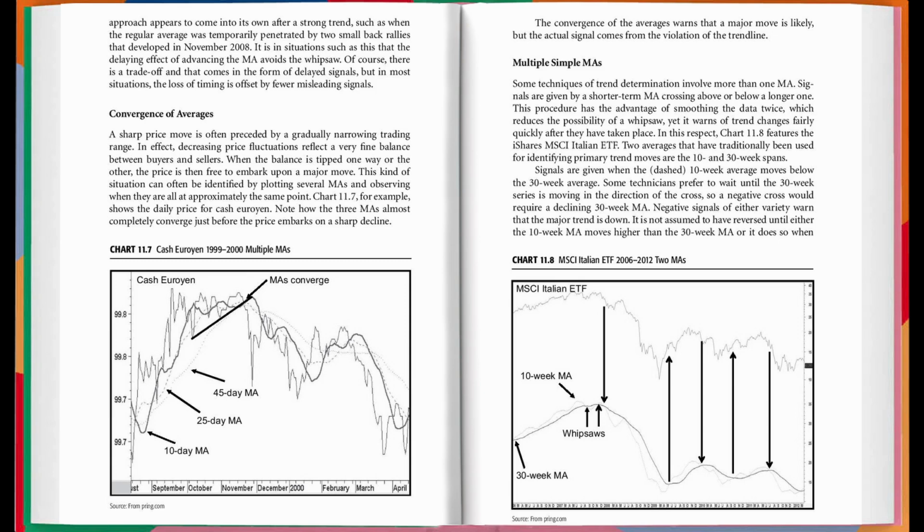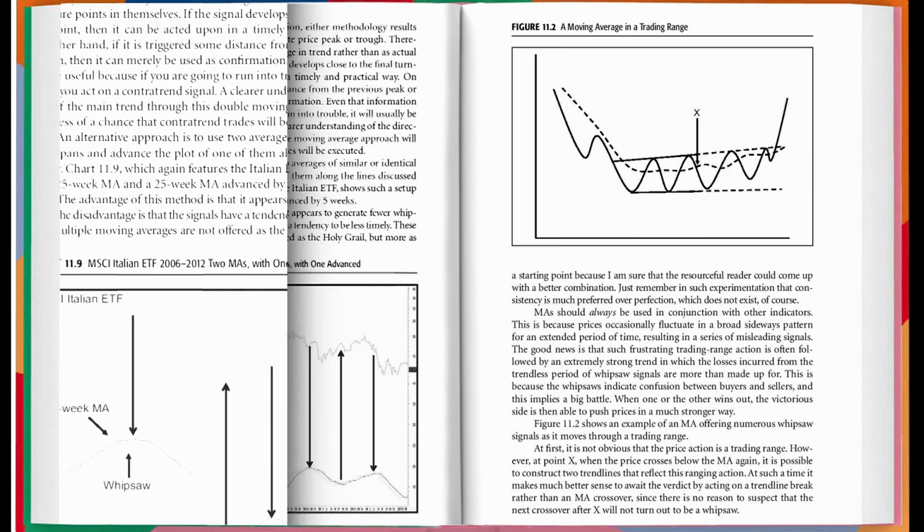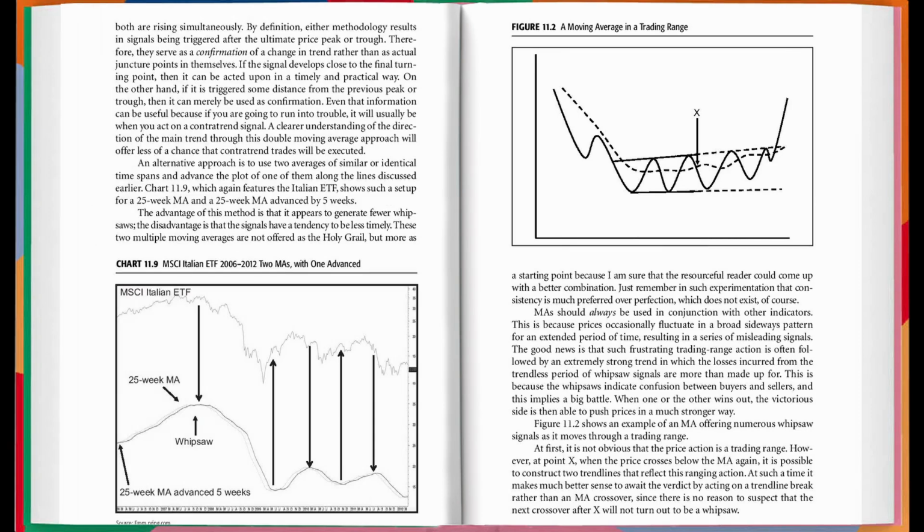It is not assumed to have reversed until either the 10-week MA moves higher than the 30-week MA, or it does so when both are rising simultaneously. By definition, either methodology results in signals being triggered after the ultimate price peak or trough. Therefore, they serve as a confirmation of a change in trend rather than as actual juncture points in themselves.